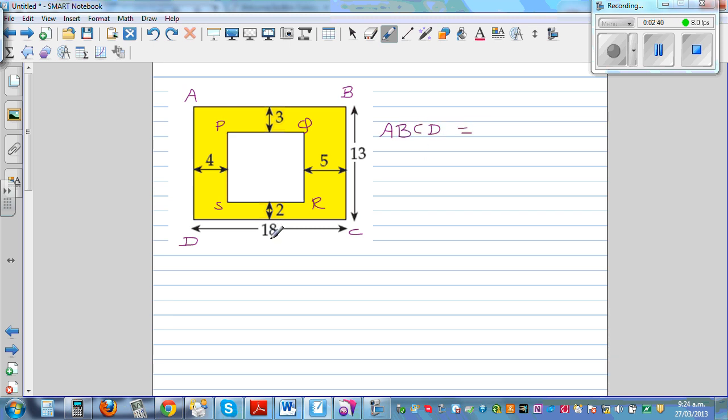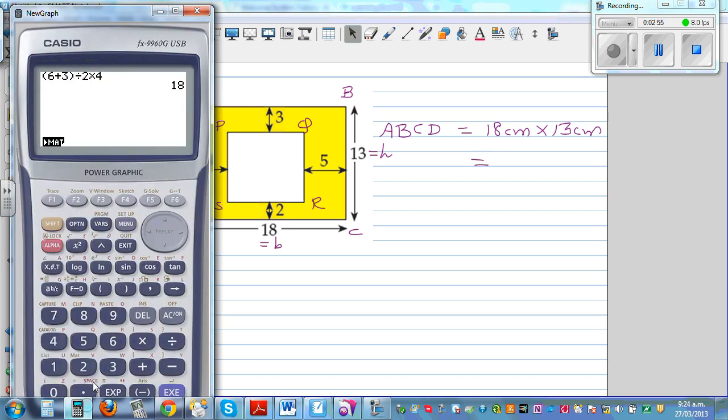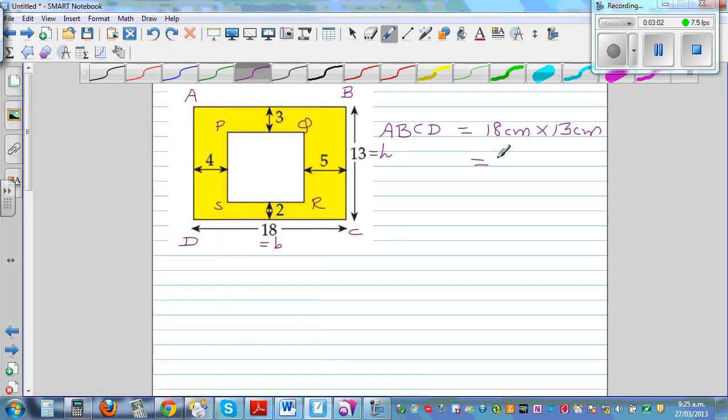We know this is a base of 18 centimeters and a height of 13 centimeters. So this is 18 centimeters times 13 centimeters. Use your calculator. 18 times 13 is how much? 234 centimeters squared.